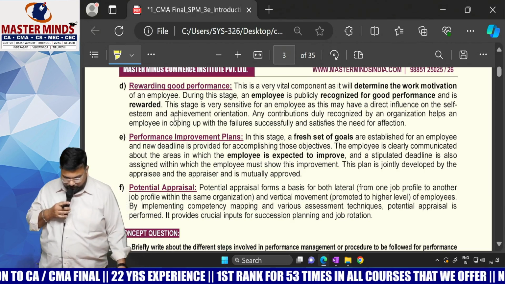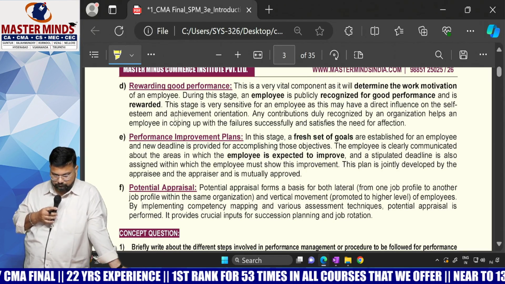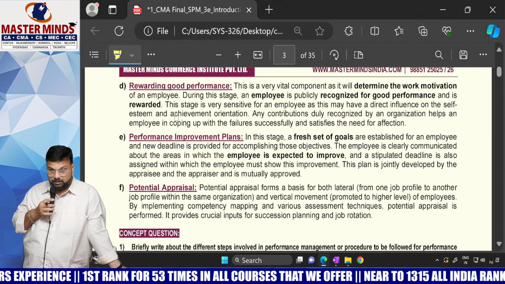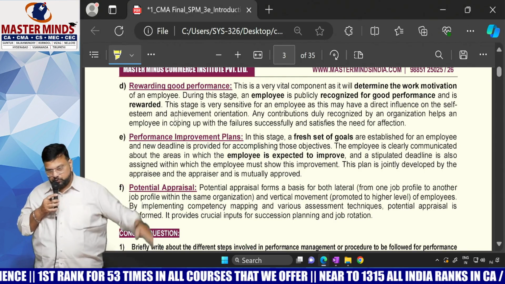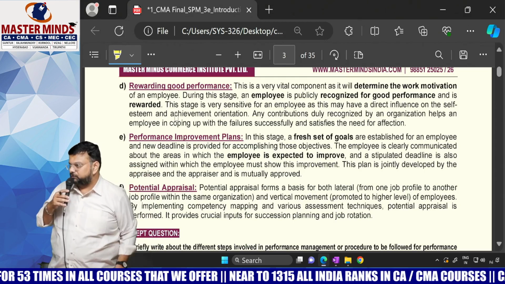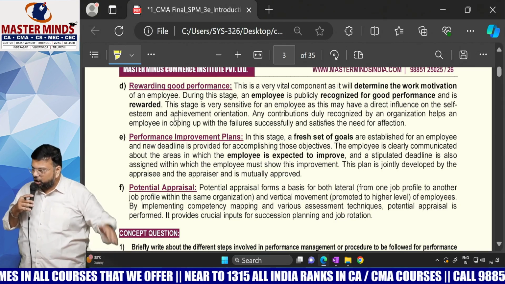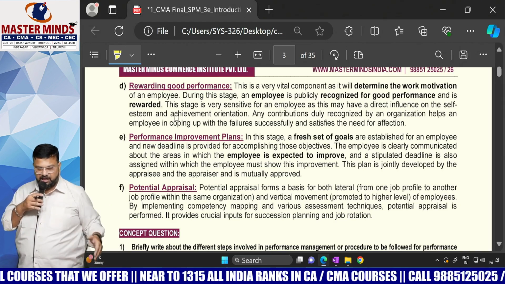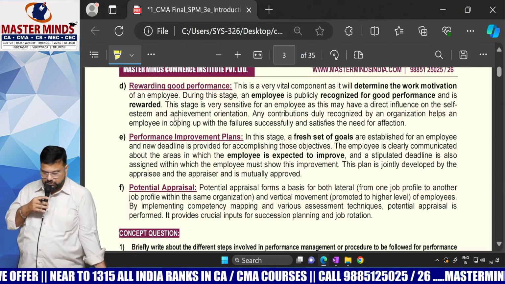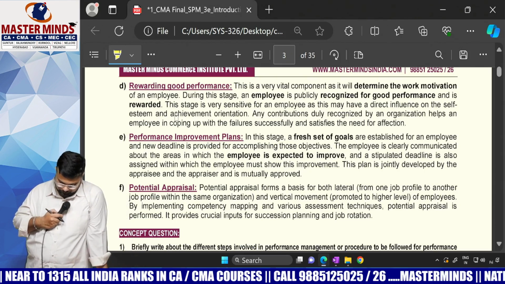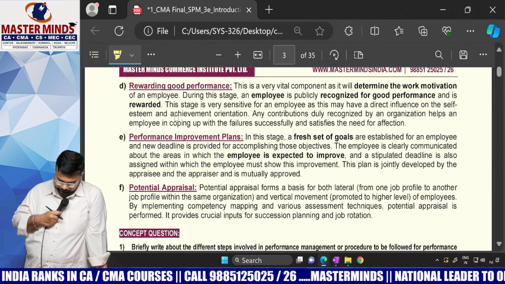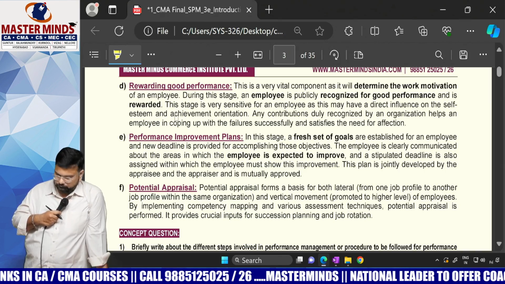Next, performance improvement plan. In this stage, a fresh set of goals are established. That's why performance management is a loop. It's not a one-time activity, it's a loop. Once an objective has been achieved, the management is not going to rest on the same objective. Next year, it will change the objective. So when the objectives change, automatically again you have to perform all these things again in a fresh manner. That's what it is said here, a performance improvement plan. In this stage, a fresh set of goals are established for an employee and a new deadline is provided for accomplishing those objectives. Next, the employee is clearly communicated about the areas in which the employee is expected to improve.